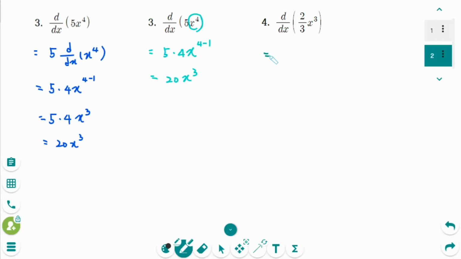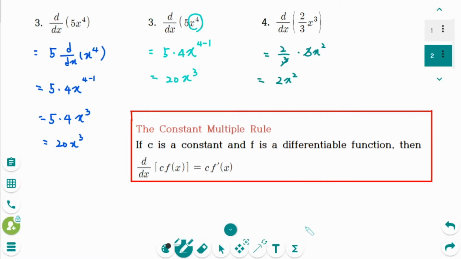Number 4, keep the coefficient 2 over 3 times the derivative of x cubed, which is 3x squared. So it cancels, 2x squared. This is the answer. Now we have the formula.